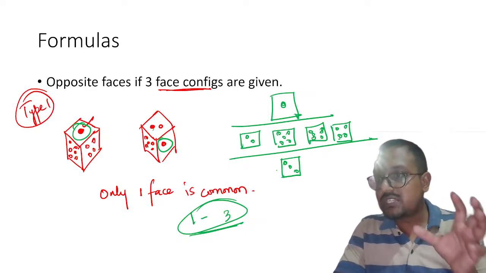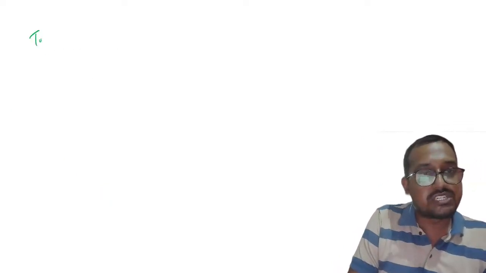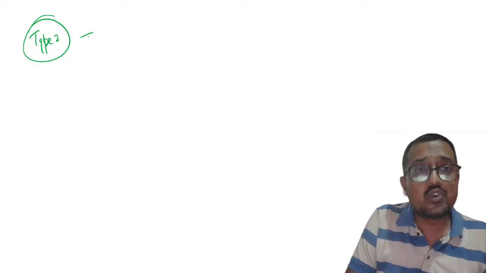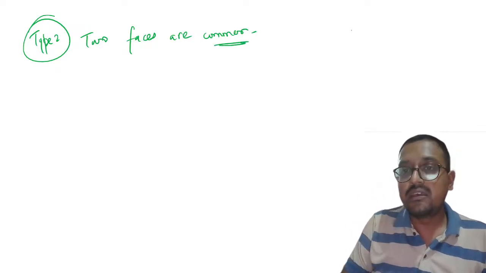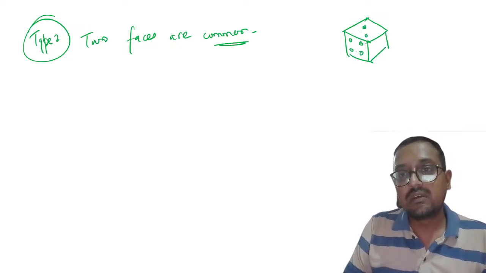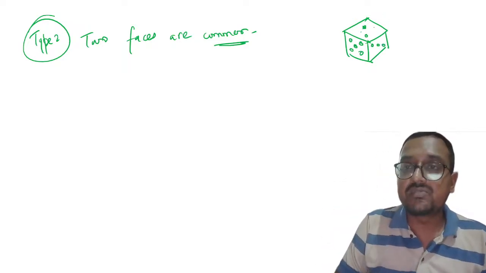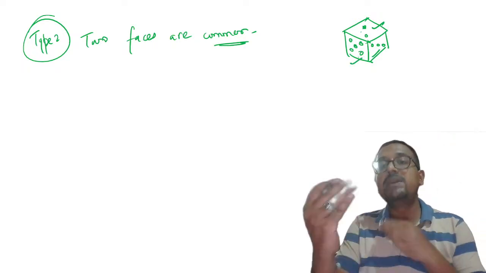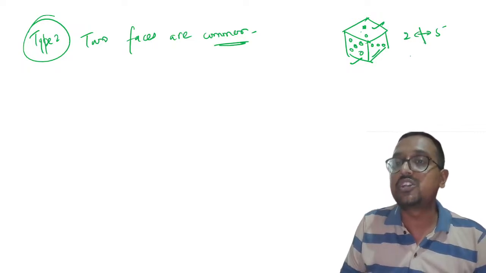Understood as well. So this is a reasoning related question. Please remember, this is extremely important. Now there is another type of question, type 2, where 2 faces are common. Another thing, please remember, suppose if I make something like this. Something like this. Whatever numbers will appear on these faces can never be opposite to each other. For example, here 2 can never be opposite to 5.